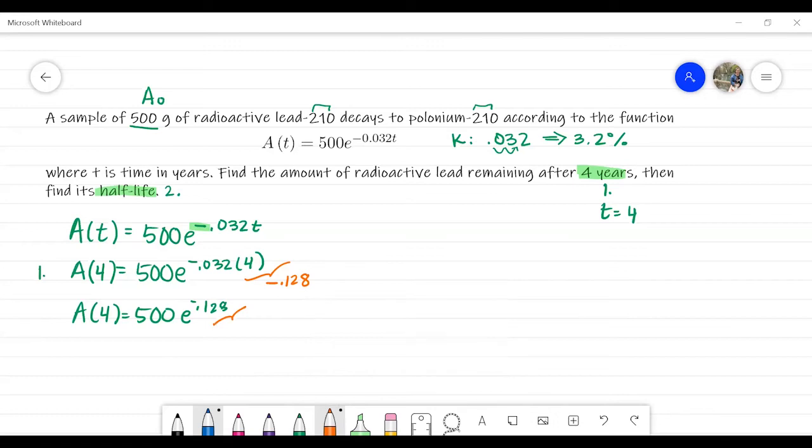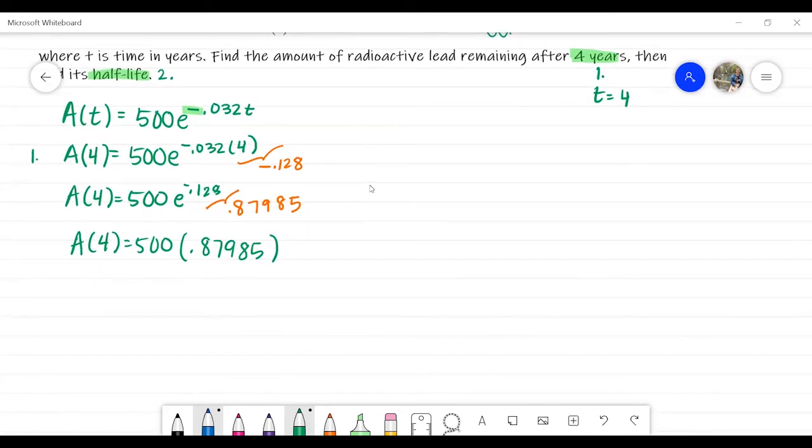And again, this is going to be a lengthy decimal. You can write fewer decimal places down, but keep them all on your calculator so you don't get it wrong. This is going to be 0.87985. So A of 4 is 500 times that 0.87985. It makes sense that we get a value smaller than 1 because we had a negative exponent. That makes it a fraction smaller than 1, since it takes a reciprocal. And then we want that times 500. A of 4 is going to be 439.92668.